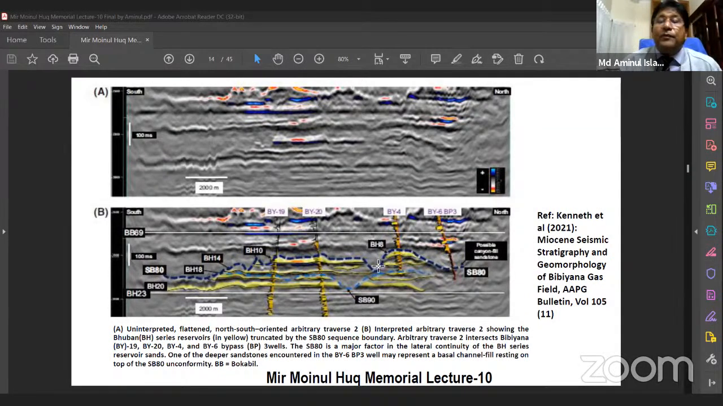So this kind of deep water stuff is not only that they will always be a house of oil and gas, not like that. They can be a lateral barrier, and they can help us to stop migration and to accumulate oil and gas.